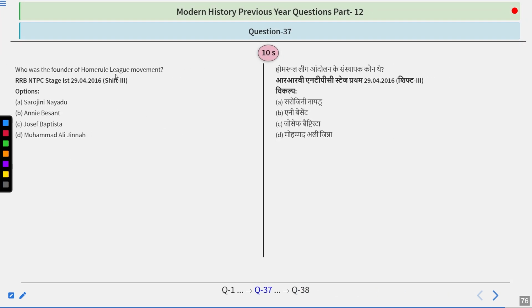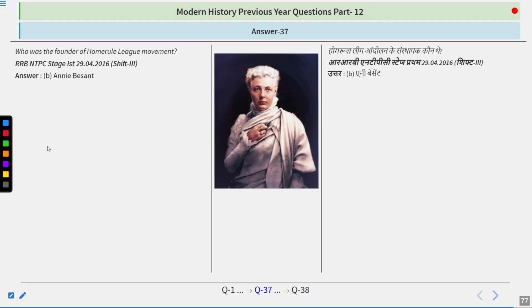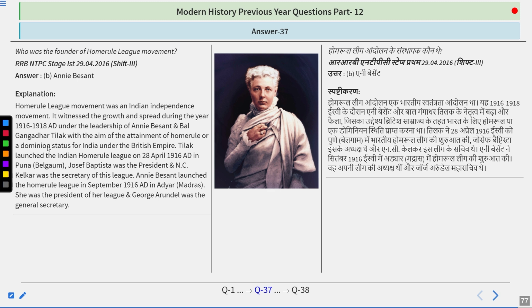Who was the founder of Home Rule League movement? Sarojini Naidu, Annie Besant, Joseph Baptista, and Muhammad Ali Jinnah. This was a very famous movement in 1916. Think about it. And I guess the answer you are looking for is right, because the answer is Annie Besant.